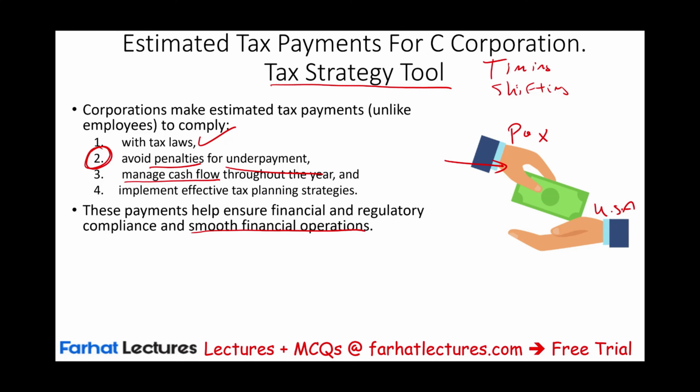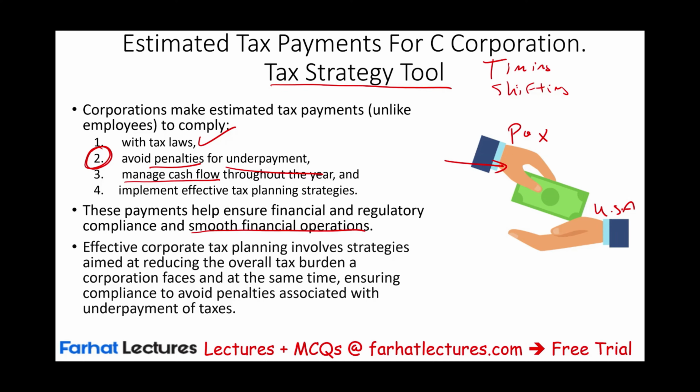So effective corporate tax planning involves strategies aimed at what? Overall, reducing your tax burden. Why? Because you want to keep as much money as possible. You don't want to pay penalties. You don't want to pay interest for underpayment of taxes. And in this session, we will discuss the tools, the strategies, the availability, the options for a C corporation that they need to explore in order to do what? Comply and pay the minimum amount of taxes. Let's go ahead and get started.